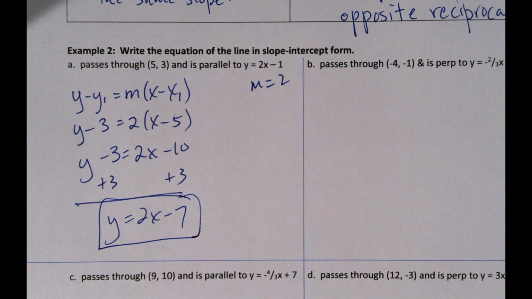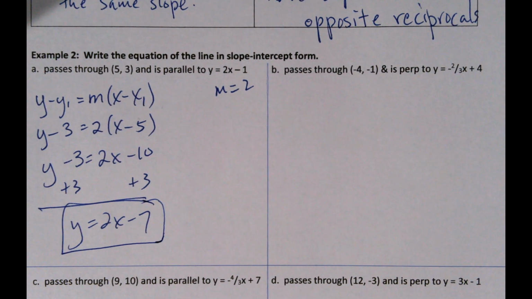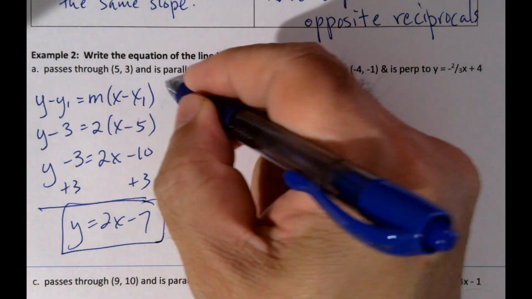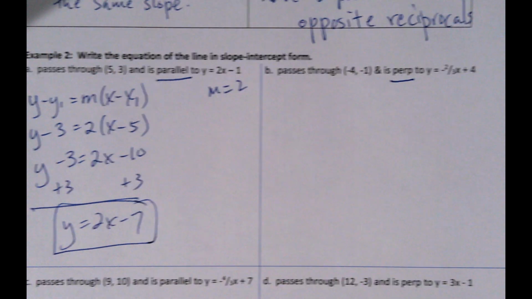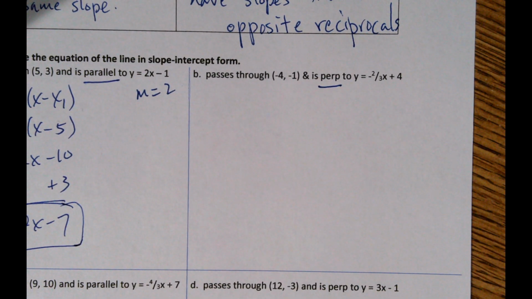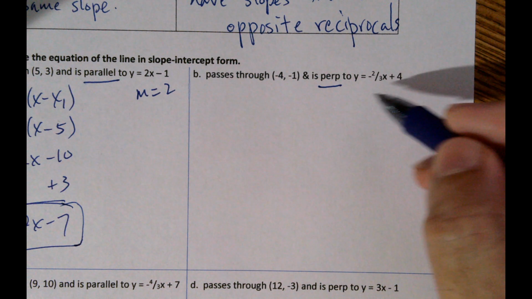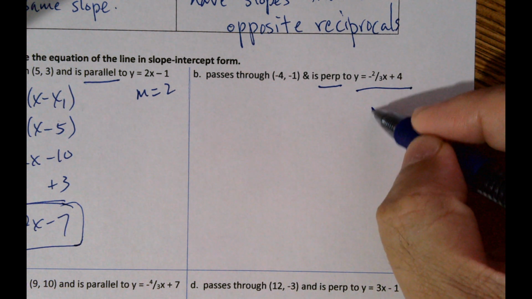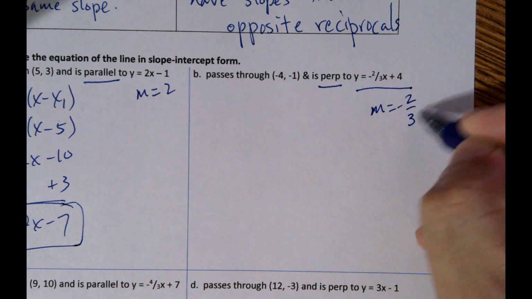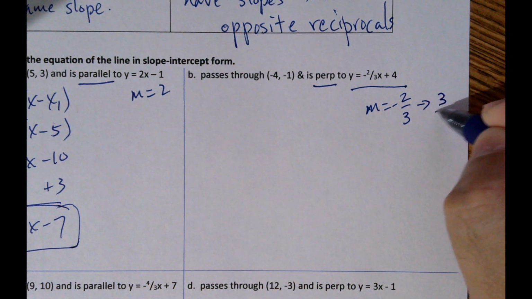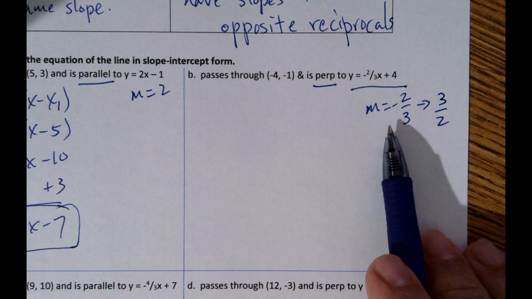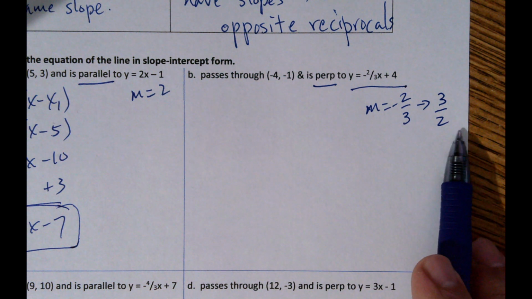So make sure you read the directions, because the next one, it looks very similar, but in example A, it was parallel. Example B, it's perp or perpendicular. So we're looking for perpendicular. Now, the slope of the given line is negative 2/3. But we want the opposite reciprocal. So that's going to be positive 3/2. We change the sign, it goes from negative to positive, and we flip it, 3 over 2.